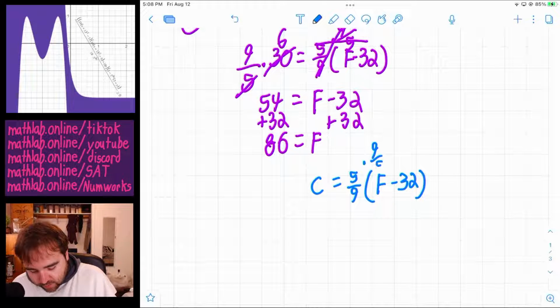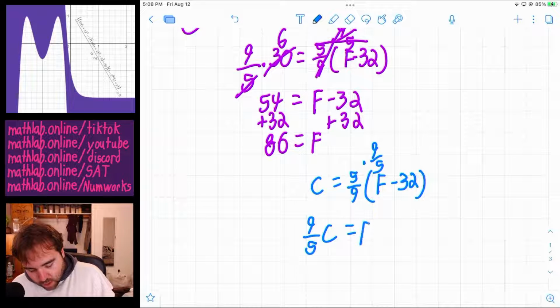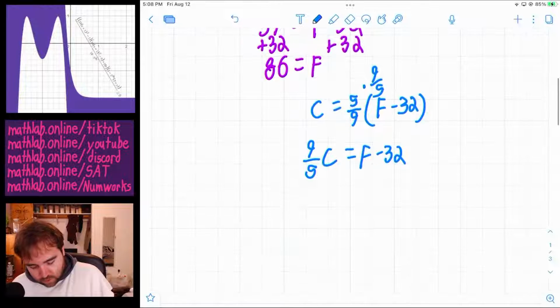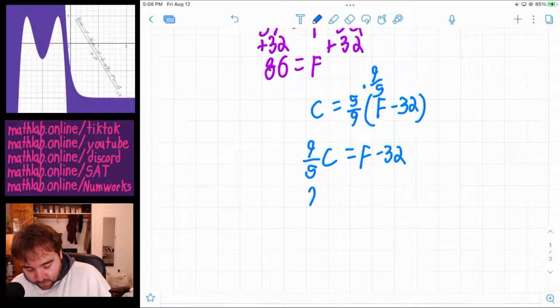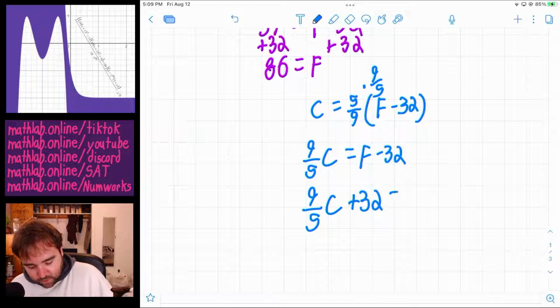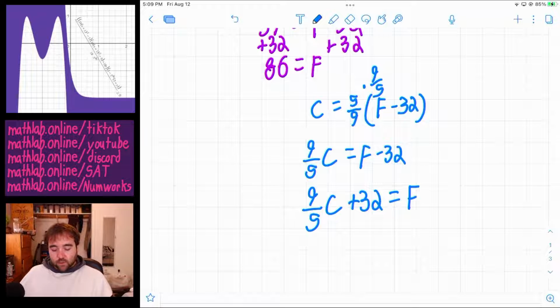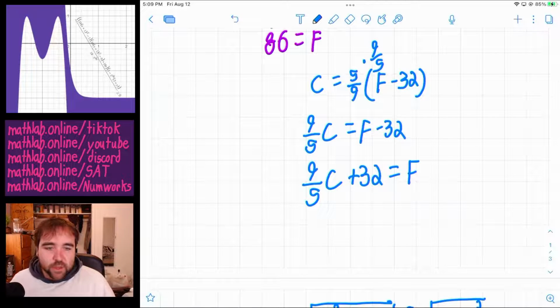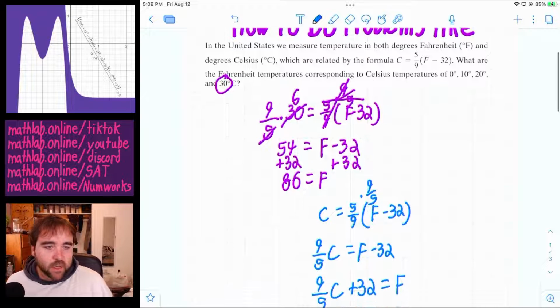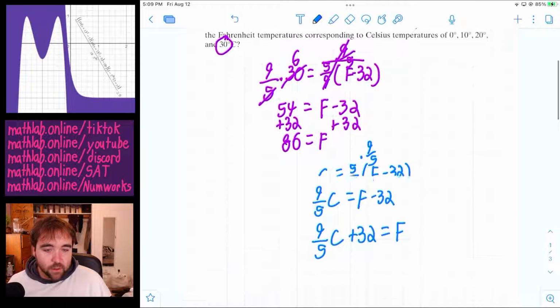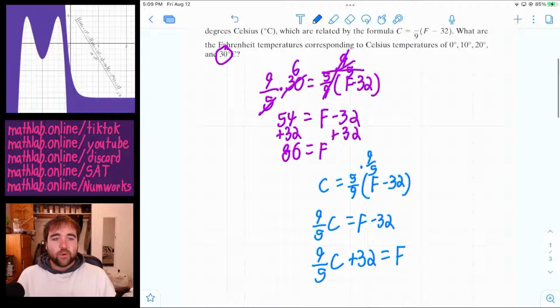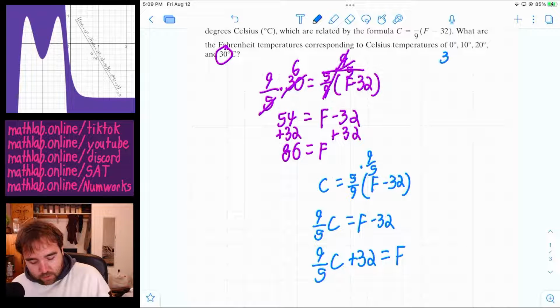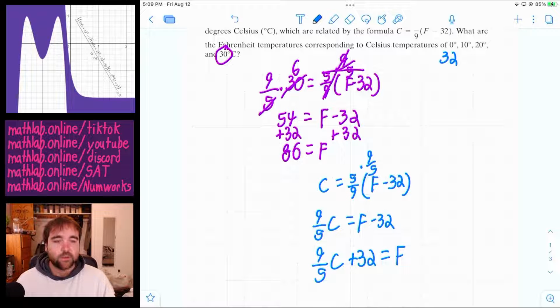We're going to multiply by 9/5. So we're going to have 9/5 C equals F minus 32. And then we're going to add 32. So 9/5 C plus 32 equals the Fahrenheit. And so this will be an easier equation, because now we just want to plug in 0, 10, and 20. Well, just using this equation, we can really do that in our head, because we plug in 0. 9/5 times 0 is still 0, so it's just 32.